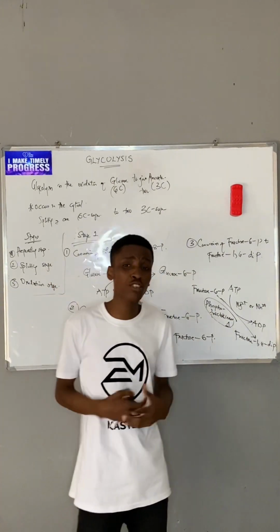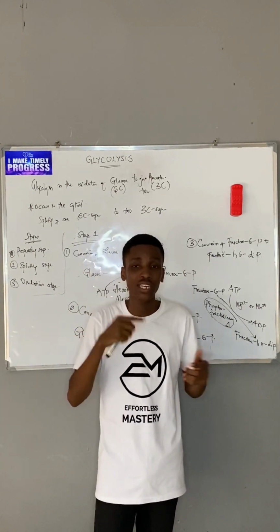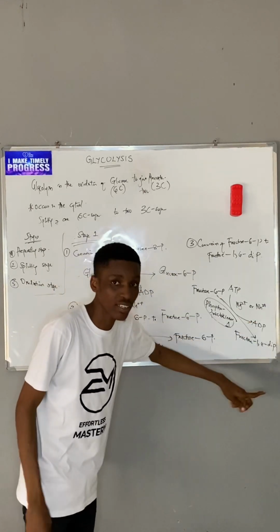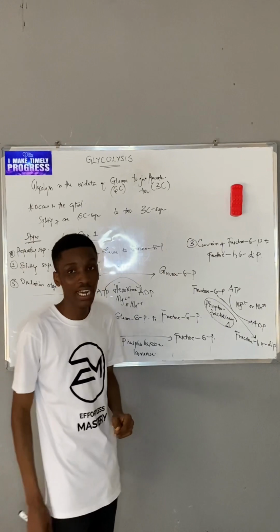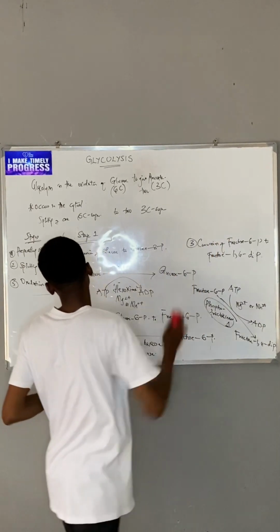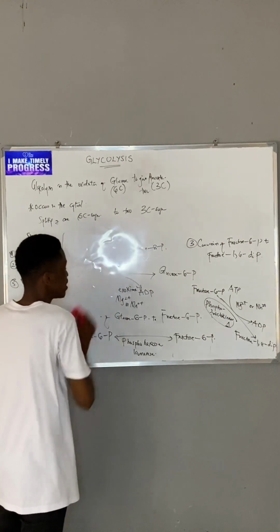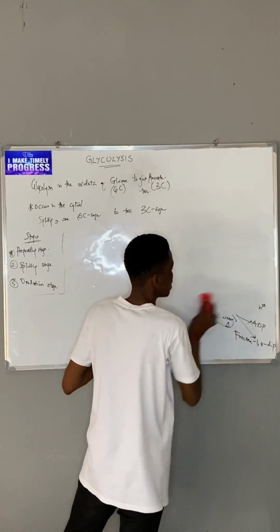Another thing about rate limiting steps is that they are usually the longest step. They take the longest duration. So you realize by the time I overcome step 3, then glycolysis can get to completion. So phosphofructokinase is your guy. So we go to the next stage, which is called the splitting stage.